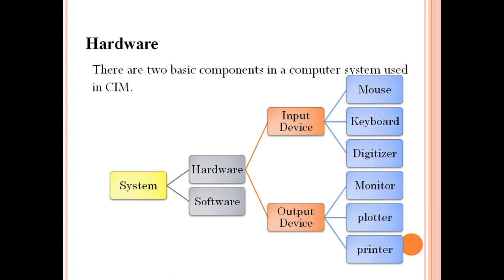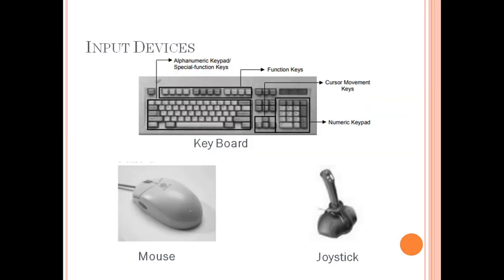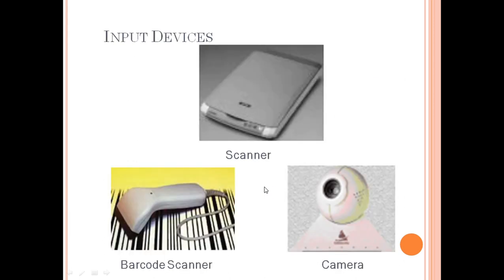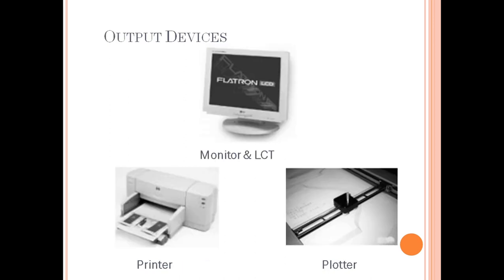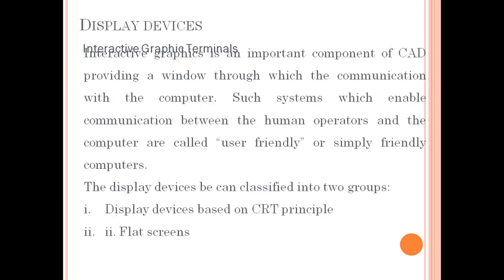Hardware, what is the hardware? The system has hardware and software. The hardware means input devices and output devices. Input devices: mouse, keyboard, digitizer, and then output is monitor, plotter, printer. The input devices are keyboard, mouse, joystick. Another input is scanning, barcode scanner, camera. The output is a monitor or LCD to display those things. Another one is printer, plotter.